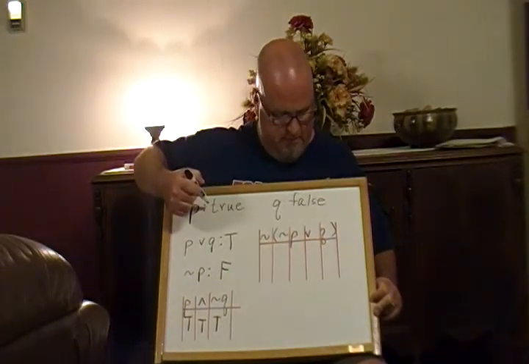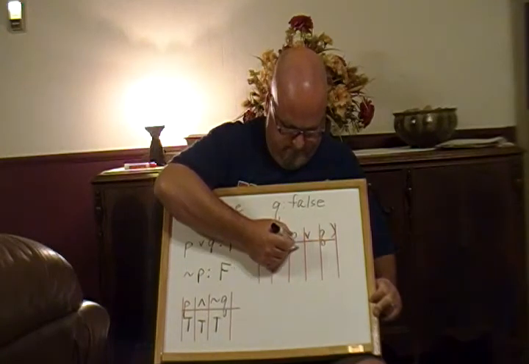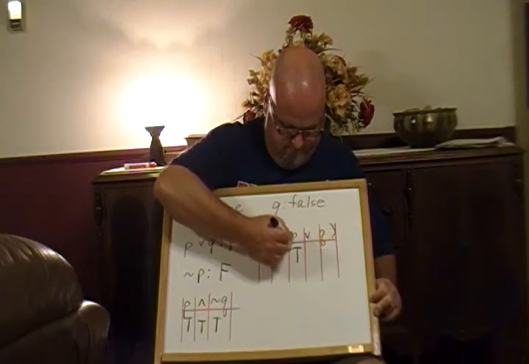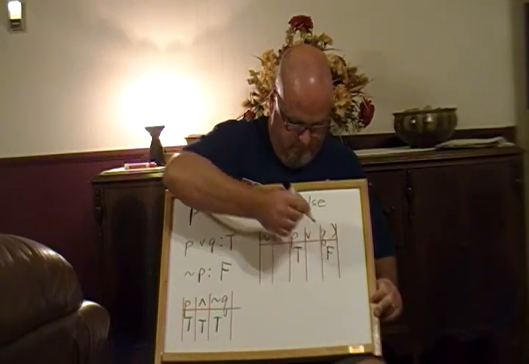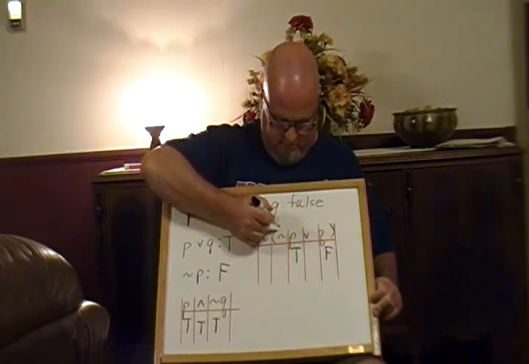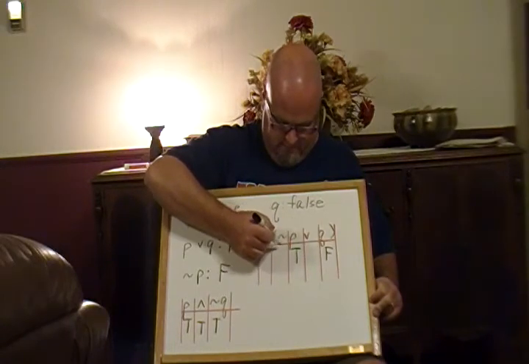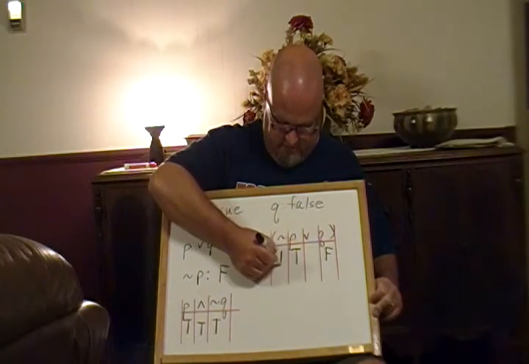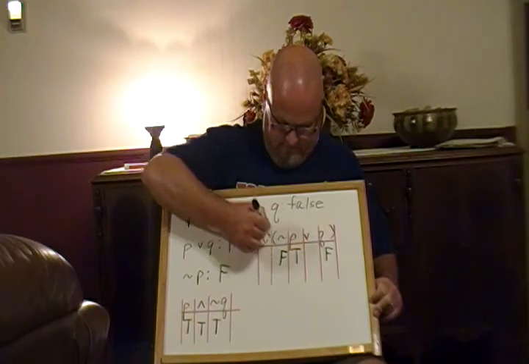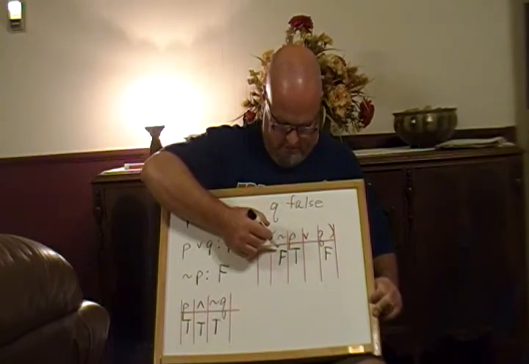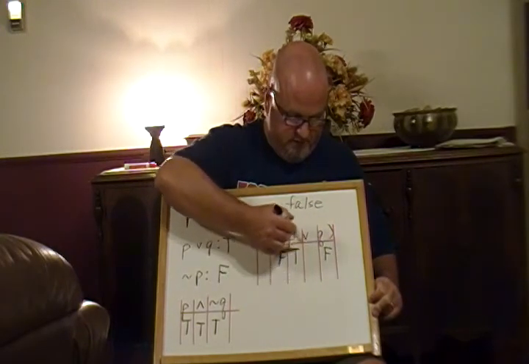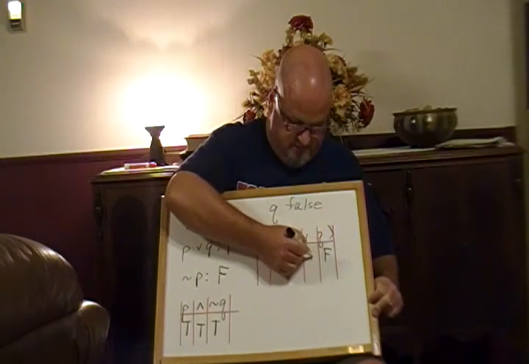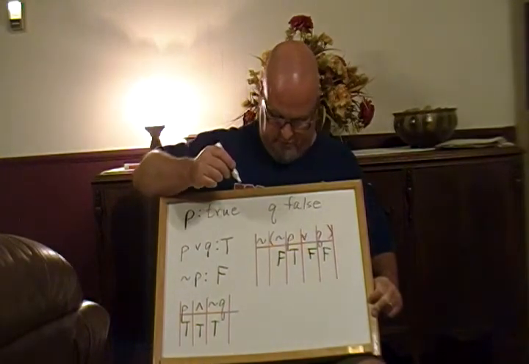Remember, P is true, Q is false. So what do we do next? We'll take the negation of P. If P is true, the negation of P is false. And then we want to do not P, or the negation of P, or Q. Well, we have false or false. False or false is false, because remember with the or, at least one has to be true.